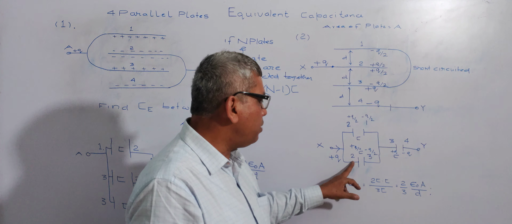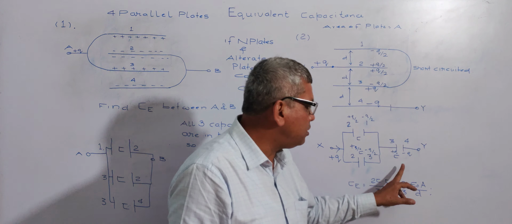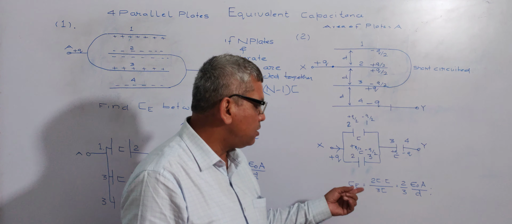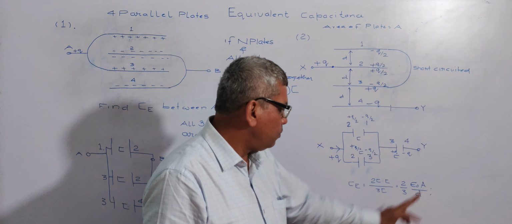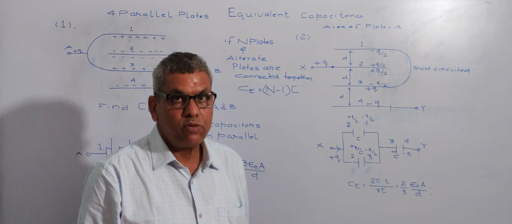So the parallel combination will give you 2C effective capacitance, and since it is in series with this C, I can find out the equivalent capacitance as C1 C2 by C1 plus C2. So I can say 2 by 3 epsilon naught A by D, if C is epsilon naught A by D.